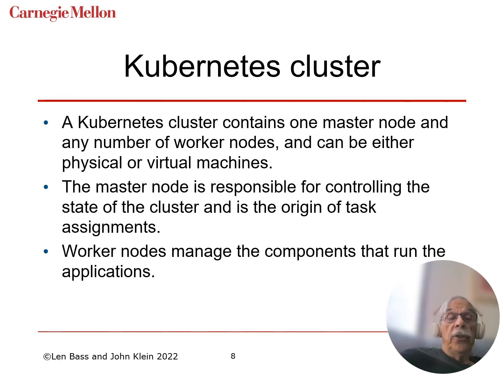And then another term in Kubernetes is a Kubernetes cluster. And so that has one master node and a number of worker nodes. And that can be either on a physical or a virtual machine. You recall the architecture picture was sitting on a node. And so a node is either a bare metal physical machine or a virtual machine. And the master node controls the state of the cluster and is where task assignments are made. Worker nodes manage the components that run the application.